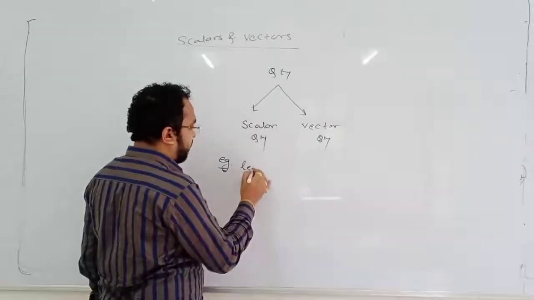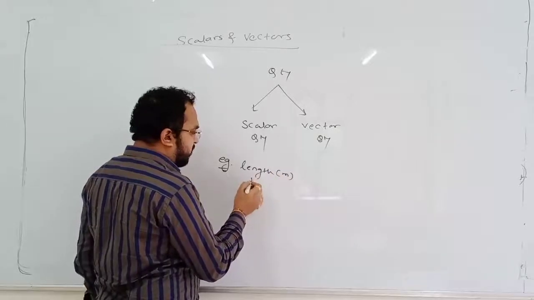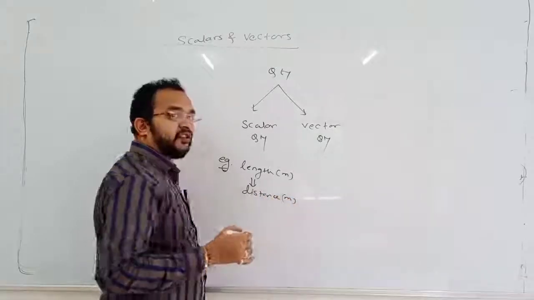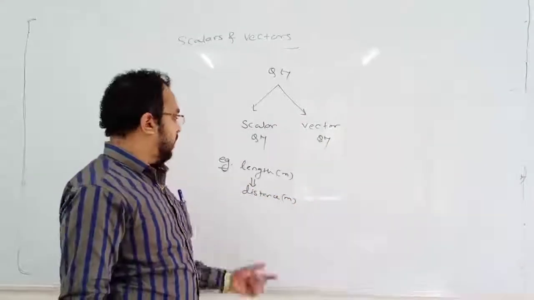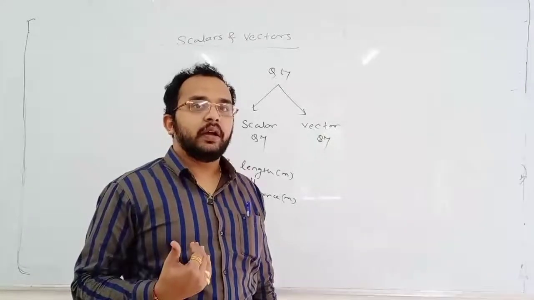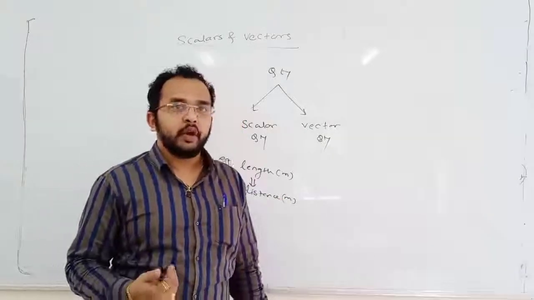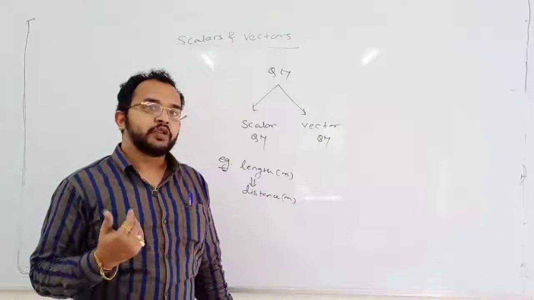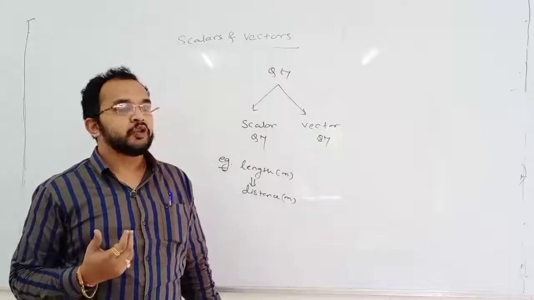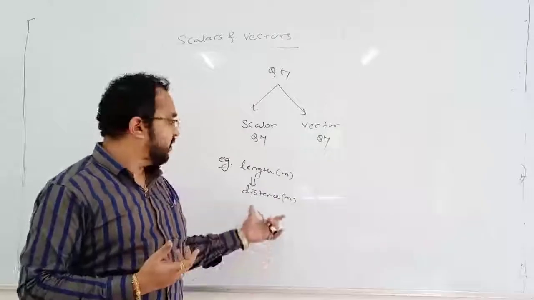So length. Unit is meter. Length is also called distance. Actual path traveled is called distance. For example, if I go to Mumbai and return back, and suppose Mumbai is 350 kilometers from here, what is the total distance traveled? 350 of the going journey and 350 of the coming journey. So total 350 plus 350, 700 kilometers is the distance.